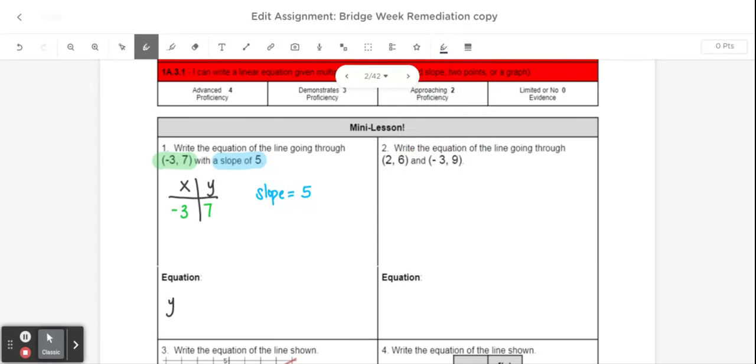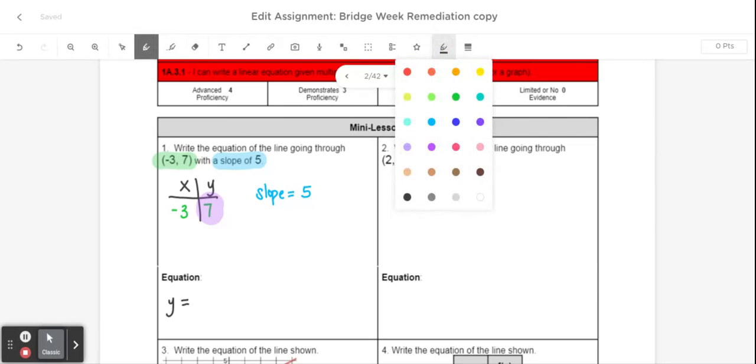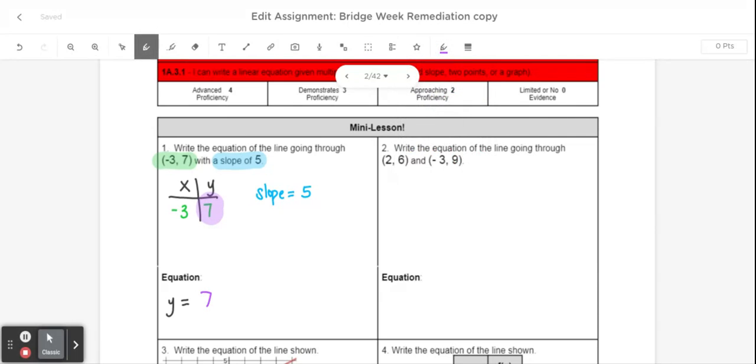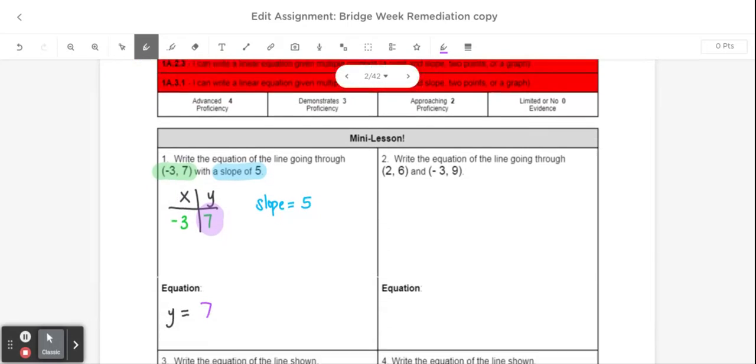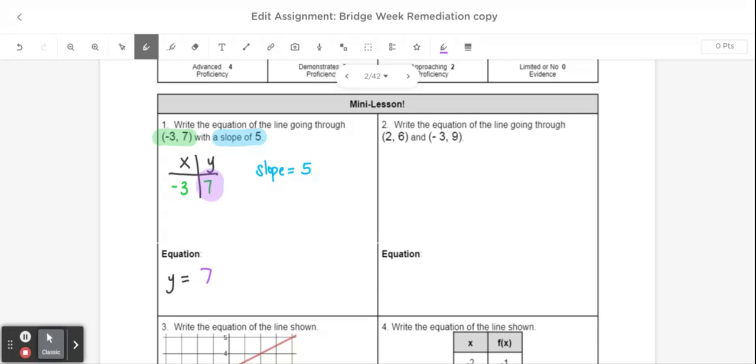I would start with y equals. Right after the letter y, you're always going to put the starting number for y. In this case, the starting number for y would be 7. Just like we said at the top, the starting y value is always the first number in the equation. Next, you need your slope. The next number is going to be your slope. In this case, because my slope is +5, in my equation, I'm going to write +5. And then I'm going to put parentheses x.